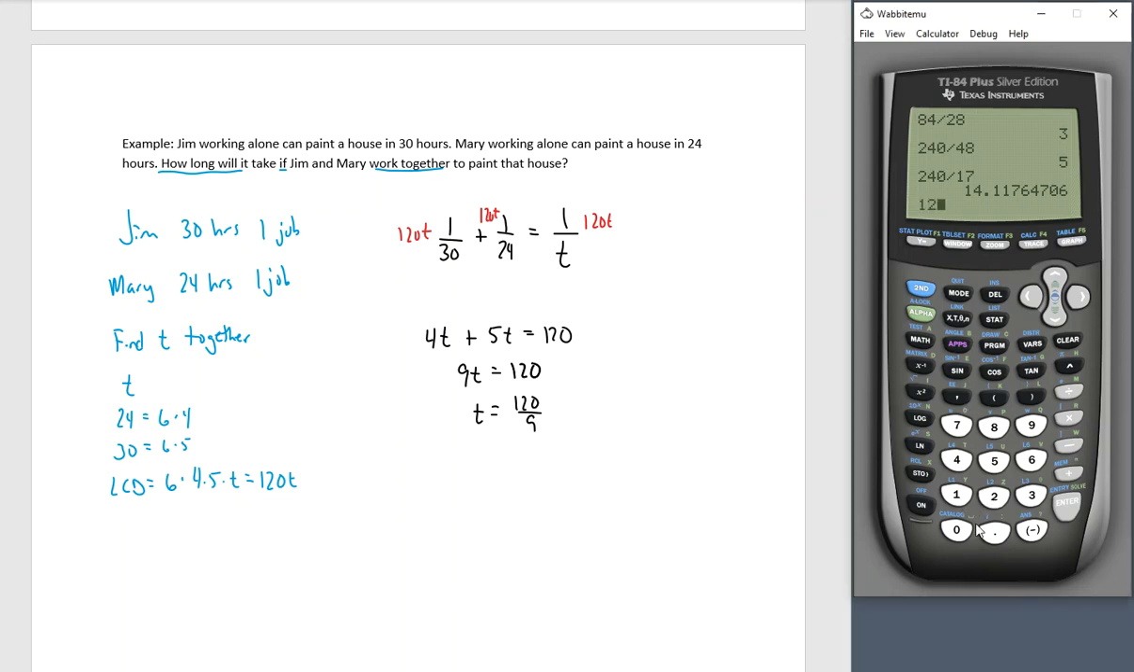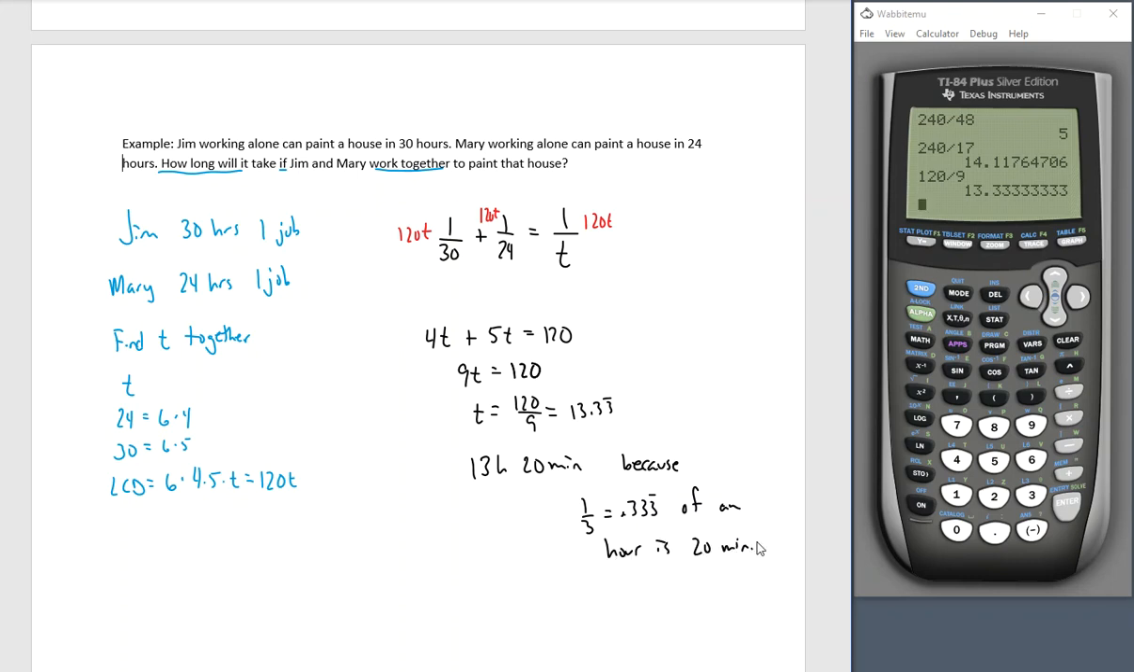Let's at least simplify that. 120 divided by 9. That's a repeating 3, so it doesn't tell us how to round. I'm going to say 13 hours and 20 minutes because 1/3 of an hour is 20 minutes. 13.3 is a good answer too.